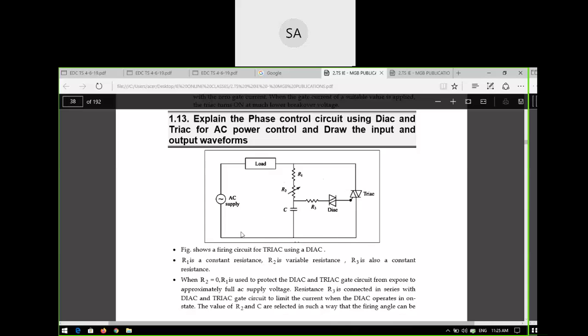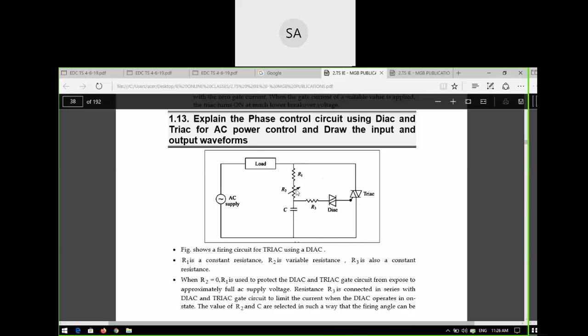So the circuit consists of an AC supply, which is the power supply, and two resistors connected in series, R1 and R2, where R2 is a variable resistor. R3 is a constant resistor connected to the DIAC, and one terminal of the DIAC is connected to the gate of the TRIAC. The capacitor is connected in series with R1 and R2.